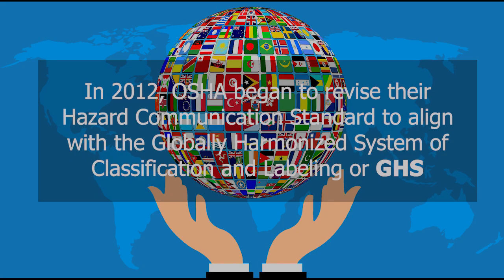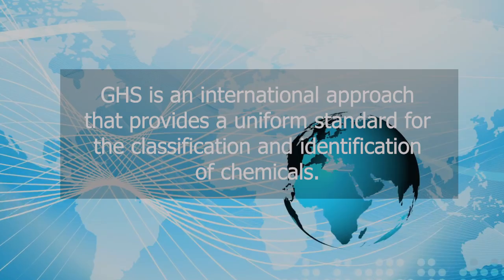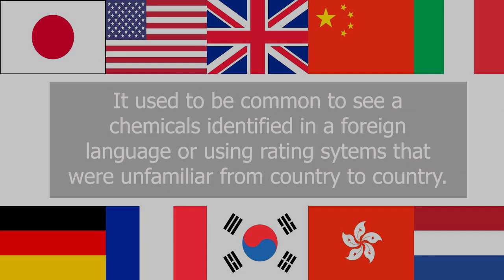In 2012, OSHA began to revise the hazard communication standard to be consistent with the United Nations globally harmonized system of classification and labeling of chemicals. The Globally Harmonized System, or GHS, is an international approach to hazard communications that provides specific criteria for the classification of chemical hazards and a standardized approach to label elements and safety data sheets. Since the United States is both a major importer and exporter of chemicals, it was common to see labels and safety data sheets required by other countries.